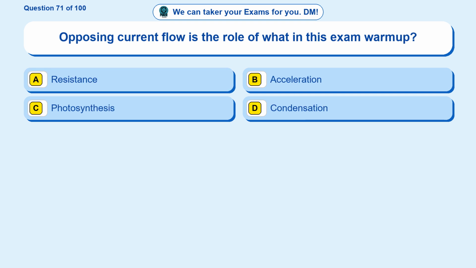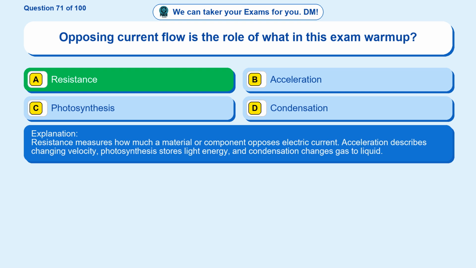Question 71. Opposing current flow is the role of what in this exam warm-up? Option A, resistance. Option B, acceleration. Option C, photosynthesis. Option D, condensation. The correct answer is option A. Resistance. Resistance measures how much a material or component opposes electric current. Acceleration describes changing velocity, photosynthesis stores light energy, and condensation changes gas to liquid.